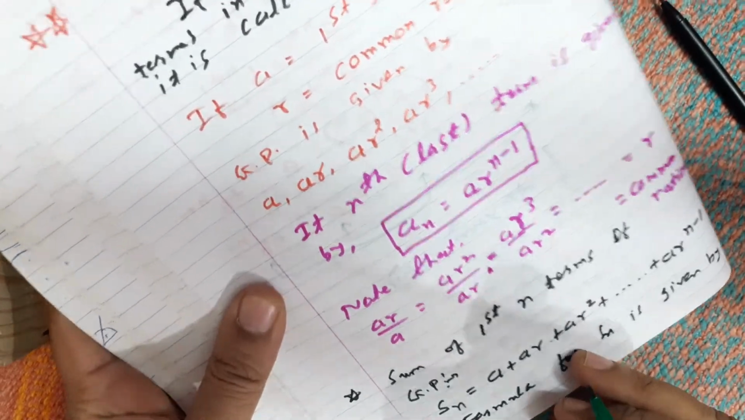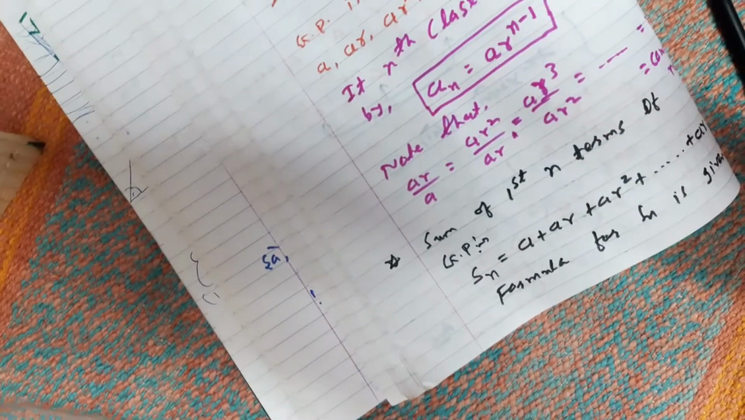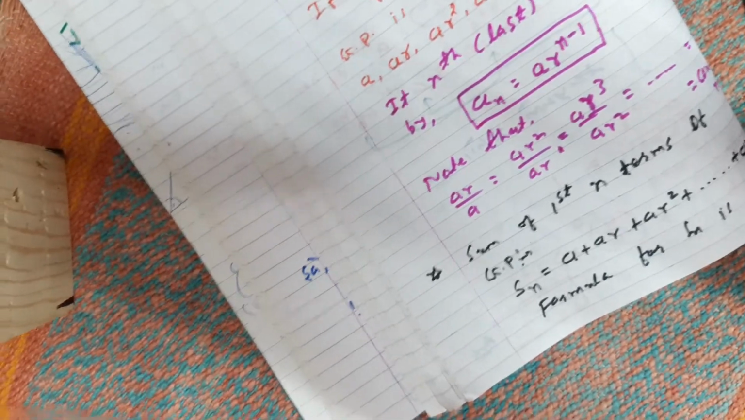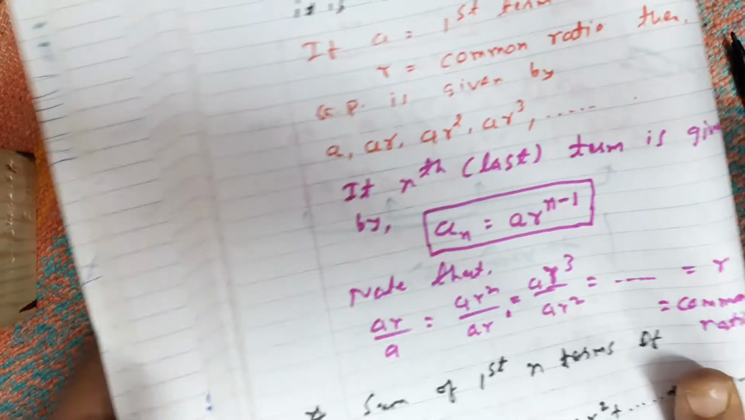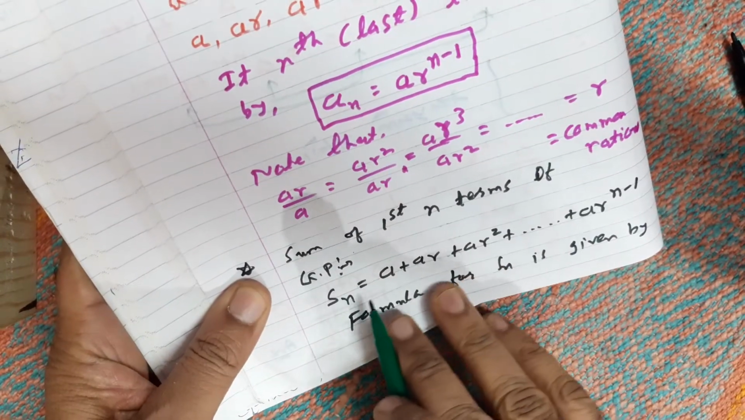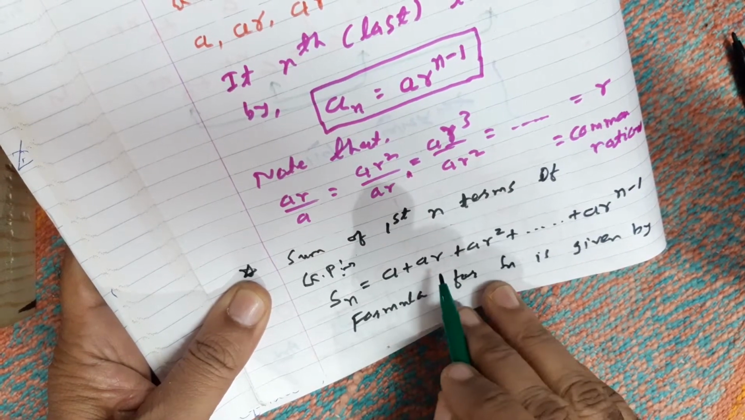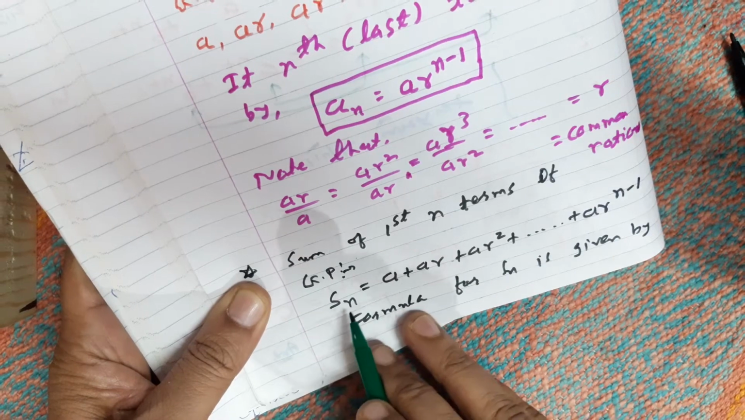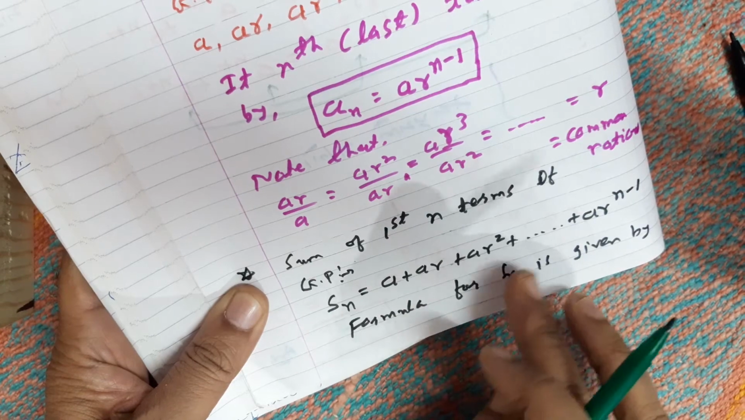In fact, students, what we wrote here, this one, Sn. So Sn is not only the summation formula a plus ar plus ar square and so on, but it is also a formula to find out the series. This is also a formula to find out the series.